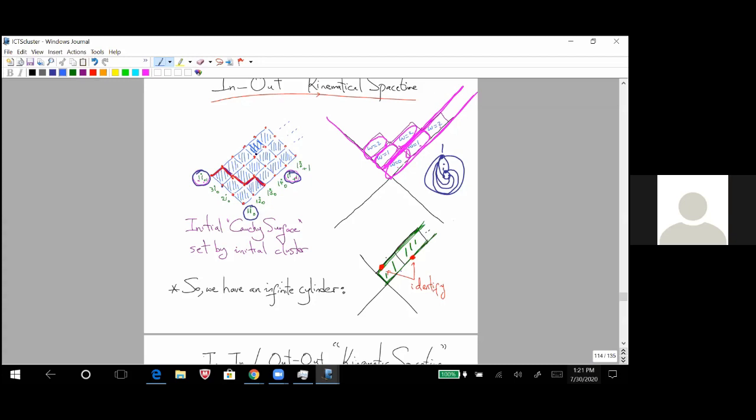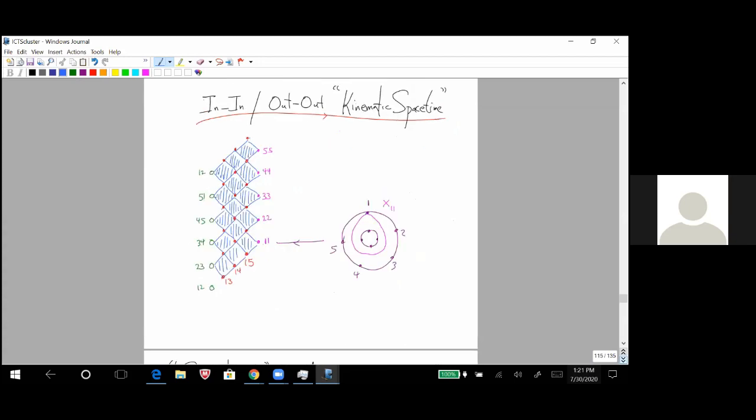What I'm saying is that there's a natural kinematic spacetime associated with these out-in variables, and a natural analog of the discrete wave equation for them. All right. Now, what about the rest of the variables? We have the in and the out kinematic spacetime variables too. And these are also quite simple. So let's look at this example. I'm just going to look at the out ones, let's say.